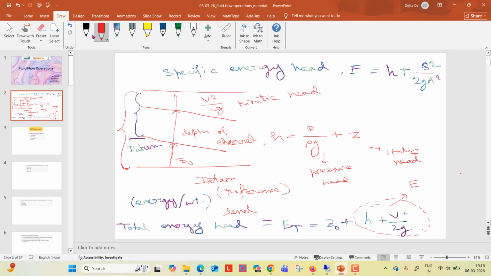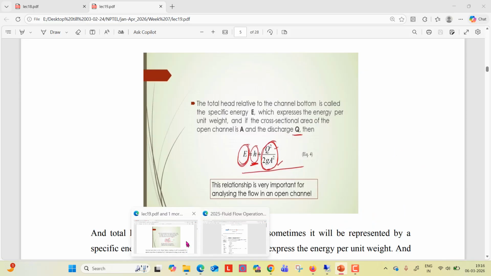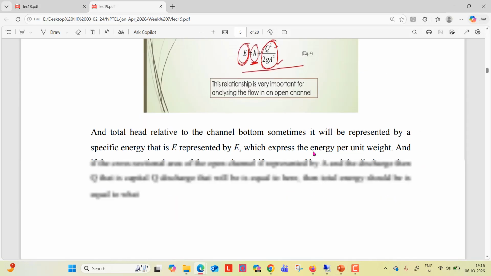And how Q square by A square? You already know that Q equals area into velocity, that means V equals Q by A. So if you substitute the expression of V here, you will get H plus Q square by 2g A square, right? Very easy. So this is how the specific energy expression comes. Now see what is happening.